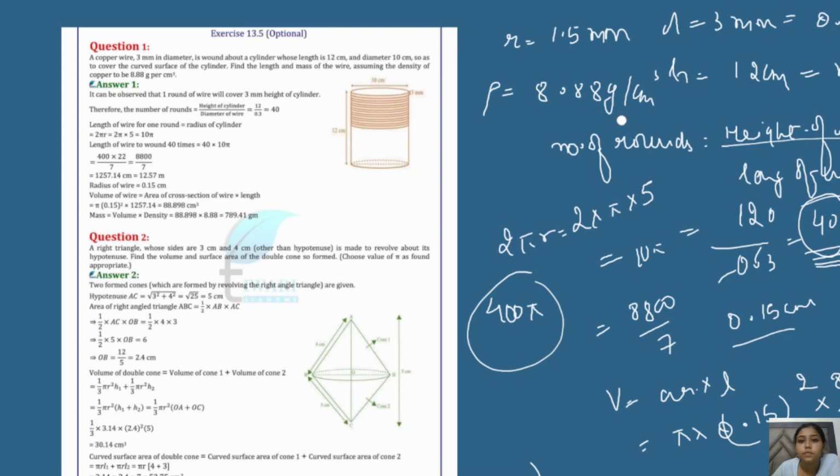Now we know we have to calculate the mass. Now density is equals to mass by volume. From this particular thing we will be getting the volume of this particular wire, and the density is already given, so we can calculate the mass by putting in this particular formula. I hope that is clear to you, that how can you just find out the value of the given copper wire.